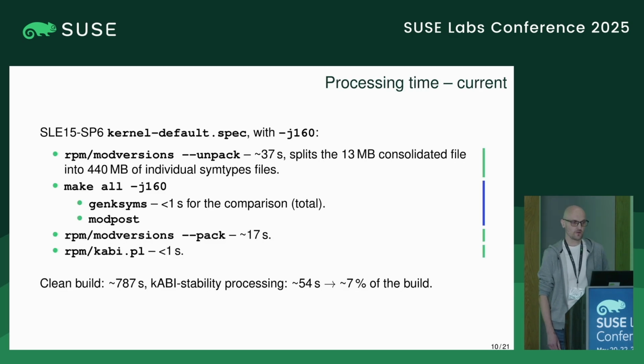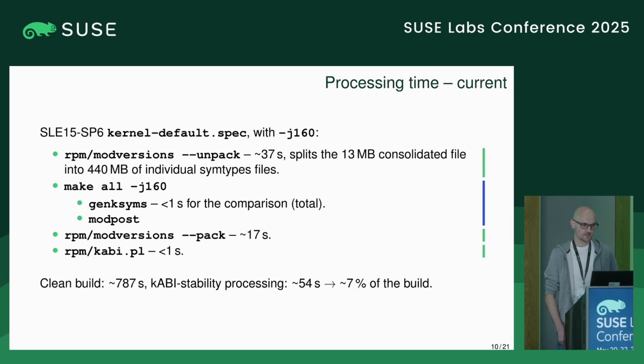This slide shows the overall workflow again. This time, each step taken to check KBI stability is annotated with the time that it contributes to the total build time. Note that this doesn't include the time spent by genksyms to calculate symbol CRCs, because that is always necessary, even if actual KBI stability is not needed. The measurement was done with SLE 15 SP6, its default variant, and on a machine that has 160 CPUs. The first modversions unpack step takes 37 seconds. It splits the 30 megabyte consolidated file into 440 megabytes of individual symtypes files.